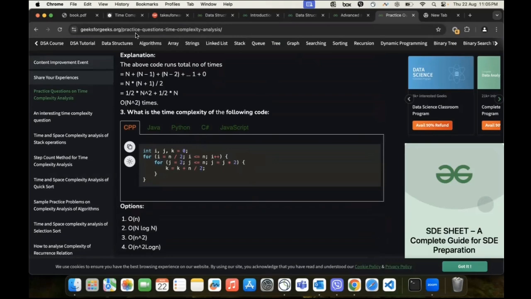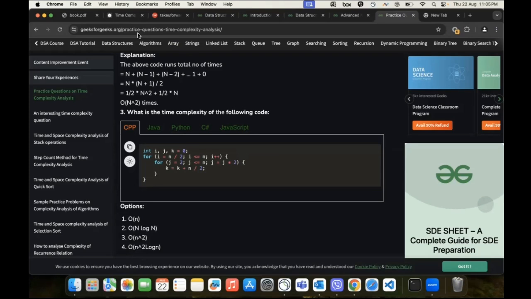n by 2 to n, and then 2 to n. 2 square by 2. If n is equal to n by 2, that is 10 by 2, 5, so 5, 6, 7, 8, 9. So half the time, I mean half of it.